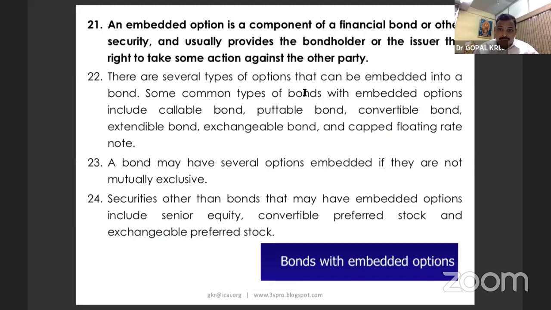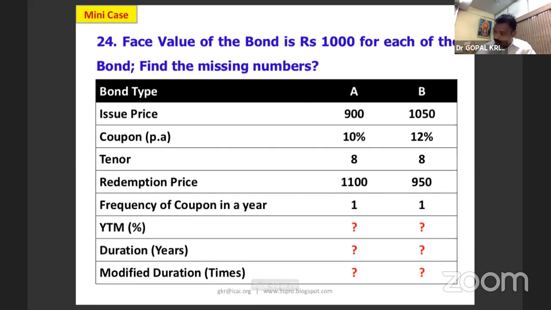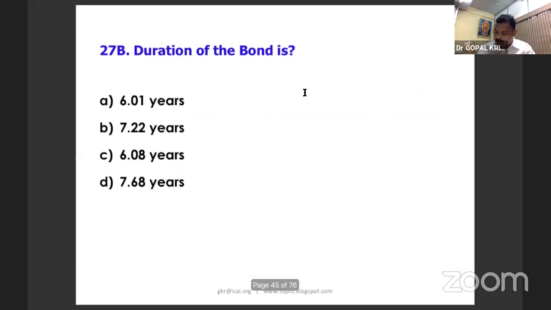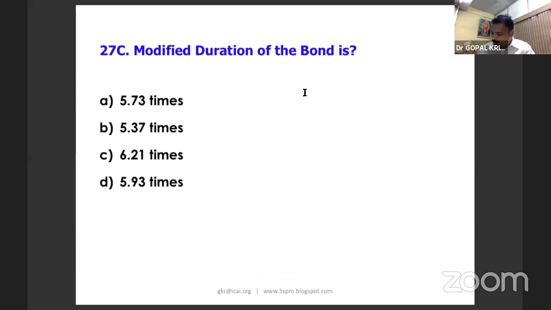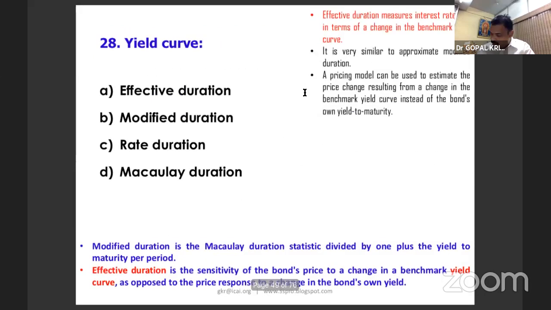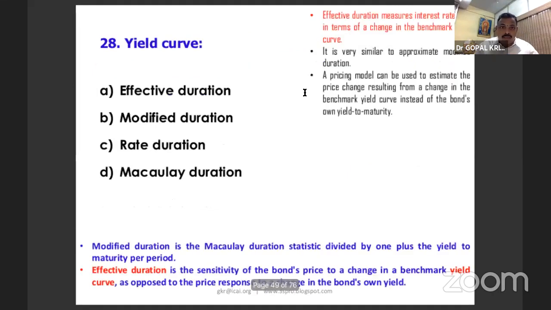Now bonds with embedded options. We call these embedded bonds. I'll come to this. So 24 is an arithmetic. 25 is an arithmetic. 26 is an arithmetic. 27 is an arithmetic, where you have 27A, 27B, 27C and 27D. I'll come to this. We have a yield curve. 28 is there. That also I will do after doing the arithmetic. Now this embedded bond, please look at this.